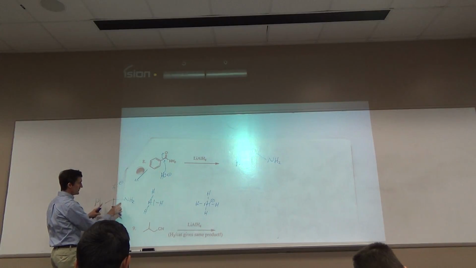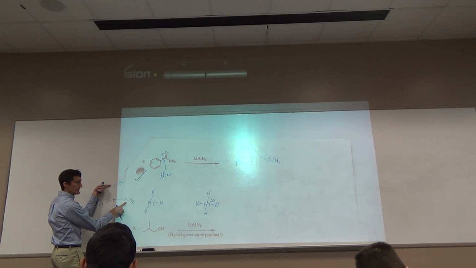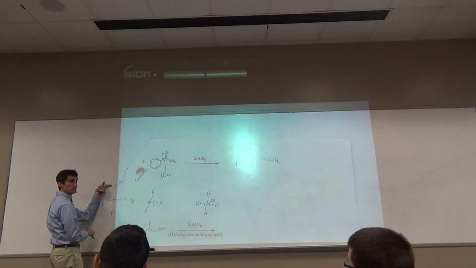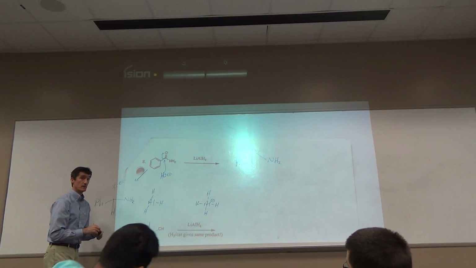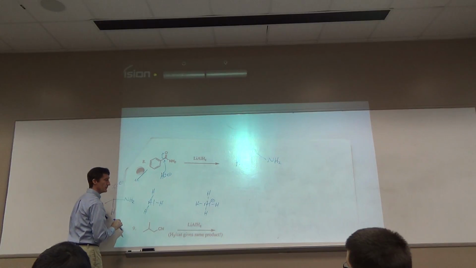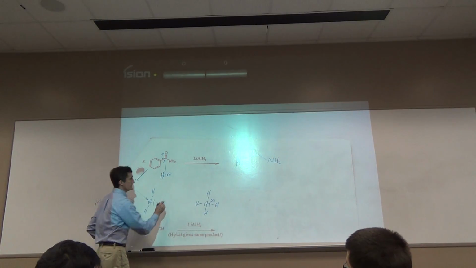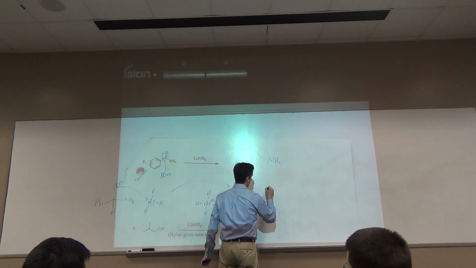Now, focus on here. What has to leave, oxygen or nitrogen? Oxygen has to leave. That's a terrible leaving group, even for carbonyl chemistry. We have no proton. We're not under acidic conditions. We don't have a protic acid, but we have a Lewis acid.